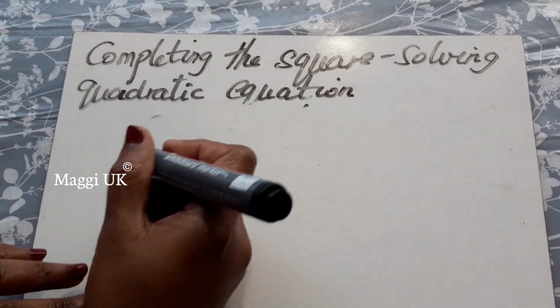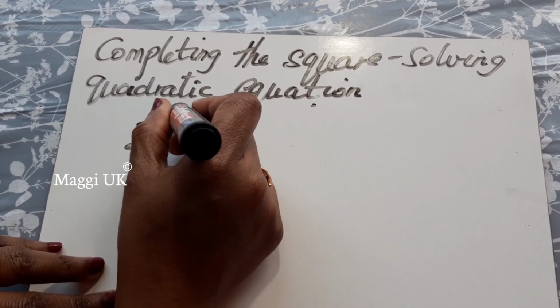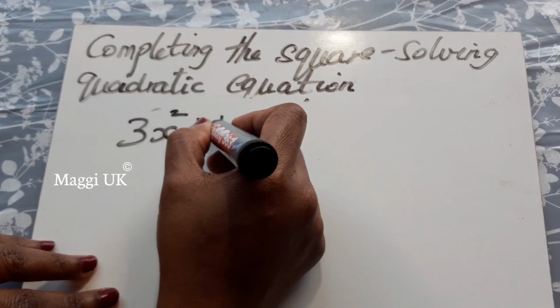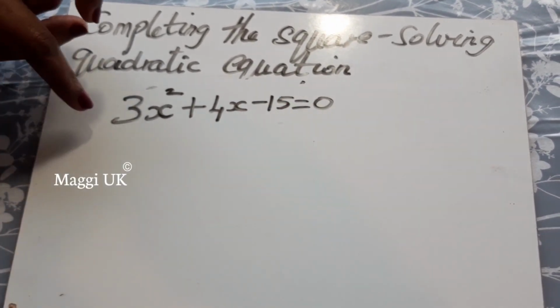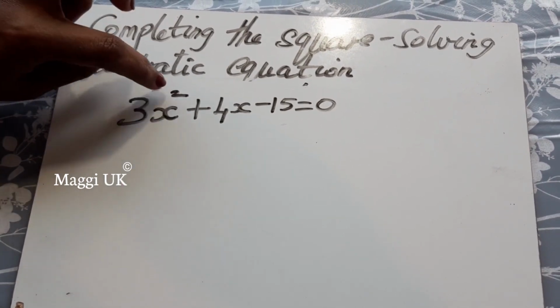So I'm going to give my son a little more complicated question, which has a number in front of the x squared. If you find that method very hard, or if you don't know how to do it, email me so I can go through that again in another video about having a number in the x squared term. So let us see now. I'm going to give him 3x squared plus 4x minus 15 equals 0.